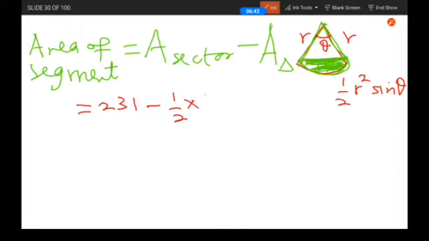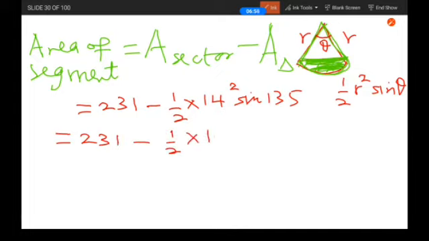R is 14 squared, then sine 135. That is the angle given. So we have 231, is that okay? Minus half, 14 squared will give us 196. Then sine 135 is 0.7071. Is that okay? So we have 231.